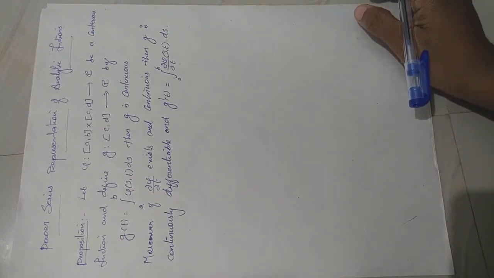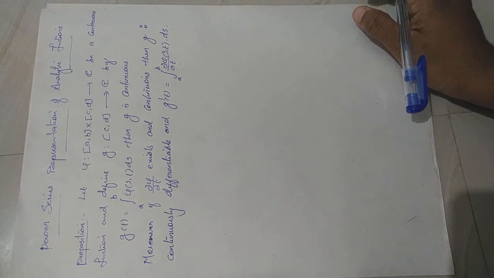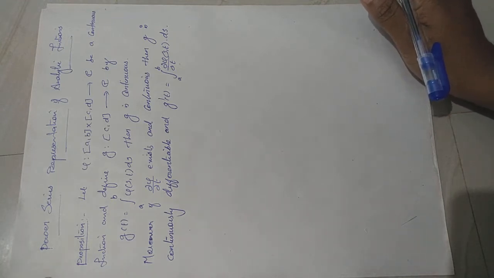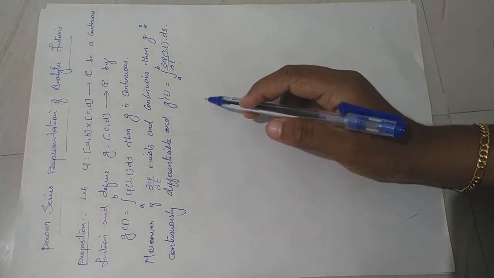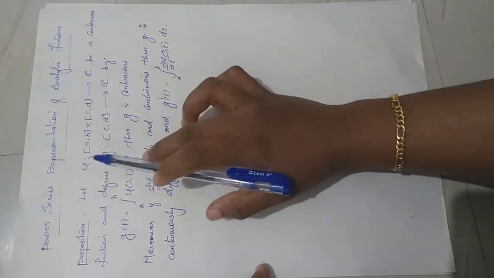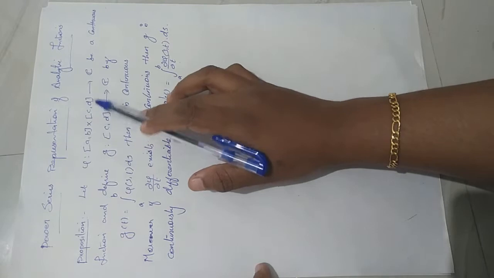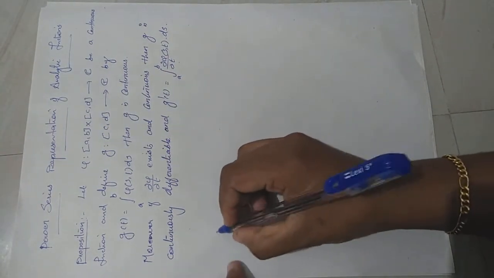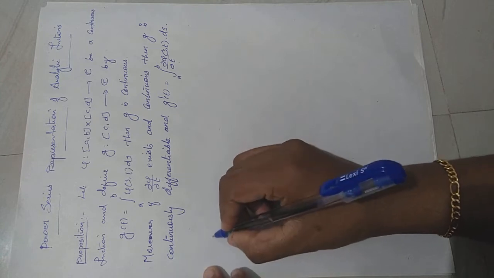Power series representation of analytic functions. So we start this section with Leibniz rule. This proposition says that suppose psi is a mapping from the closed interval [a,b] cross [c,d] to C. That means we have a cross product of two closed and bounded intervals.